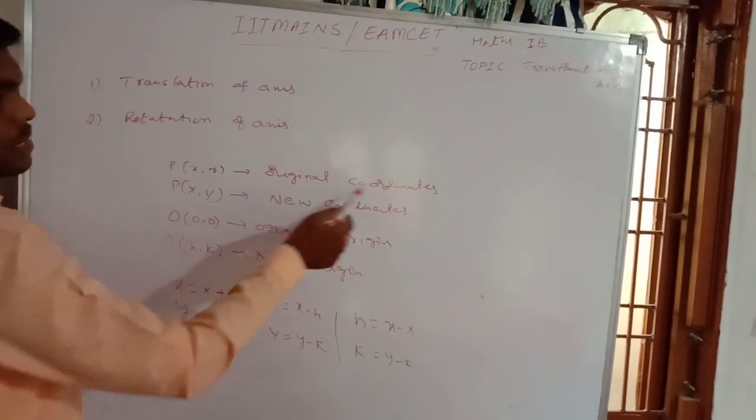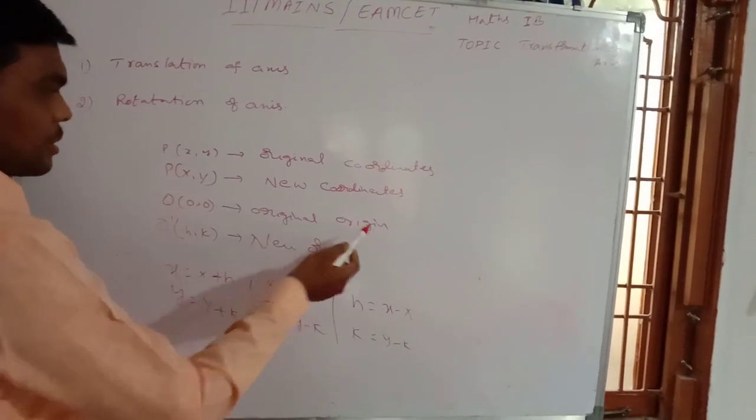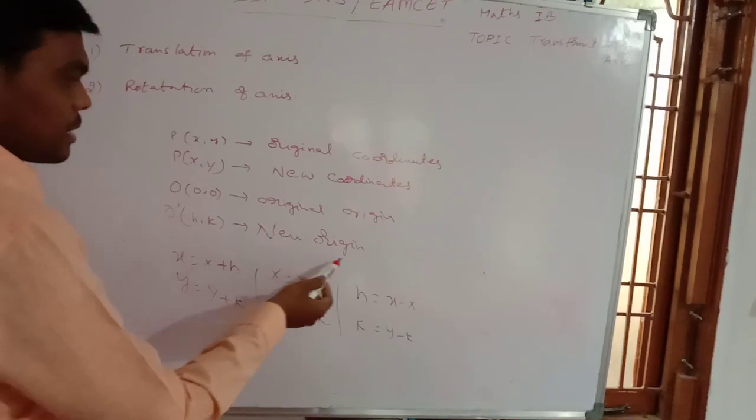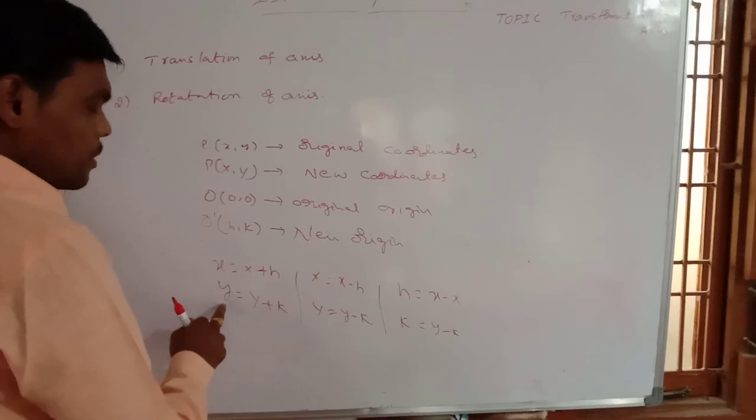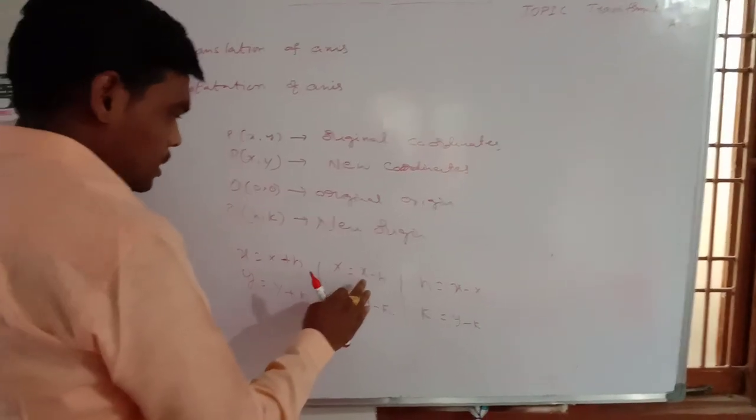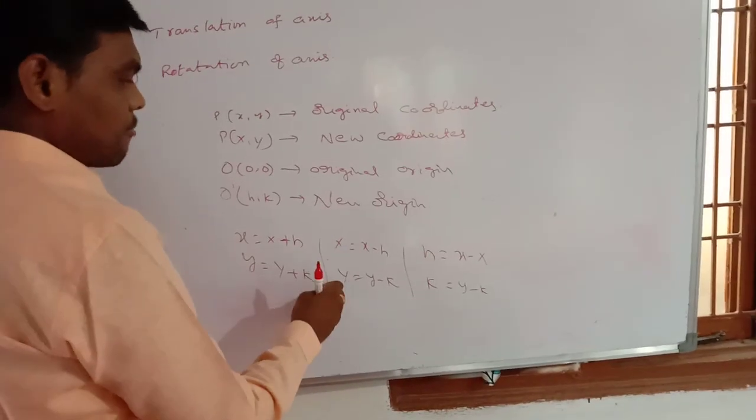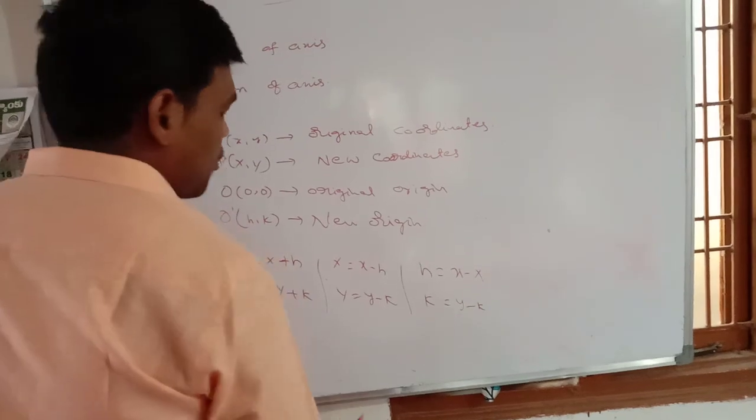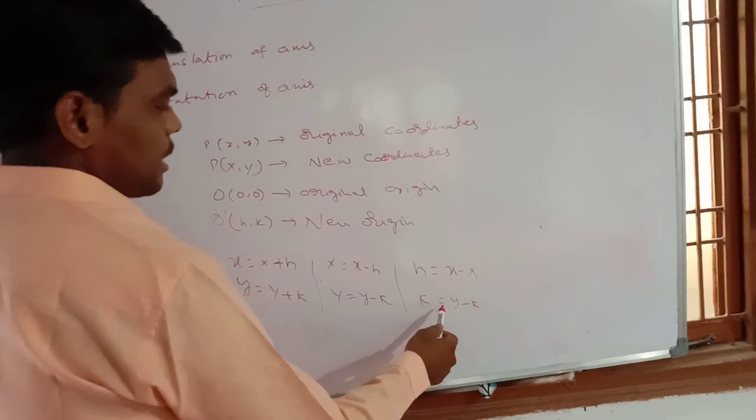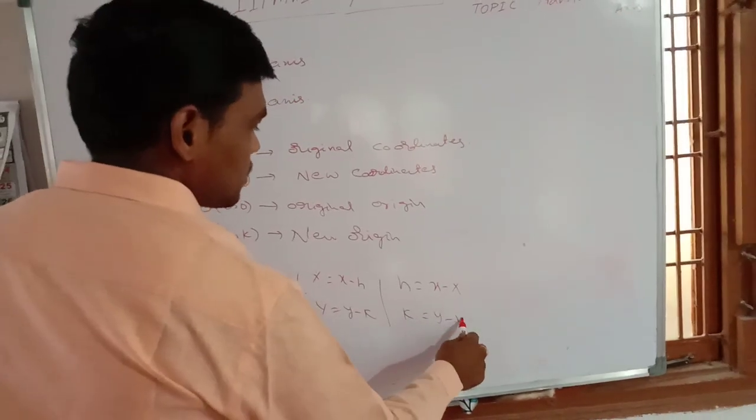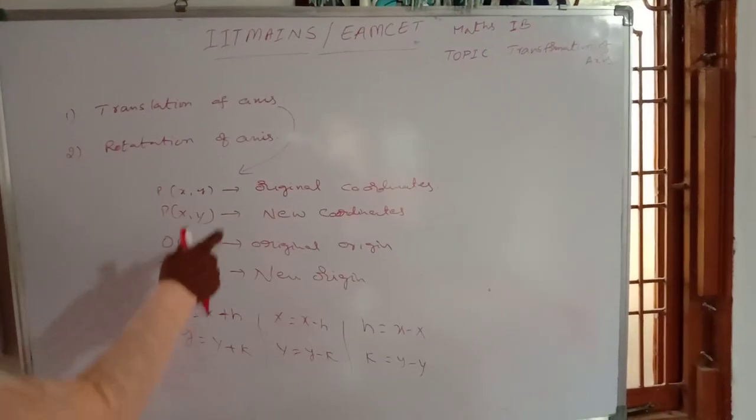P of x comma y is the original coordinates, and P of capital X comma capital Y is the new coordinates. O is 0 comma 0, the original origin. O dash H comma K is the new origin. To find the transformed equation we get small x and small y. To find the original equation we find capital X and capital Y, and also the new origin. Then H is equal to small x minus capital X, and K is equal to small y minus capital Y. This is translation of axis.